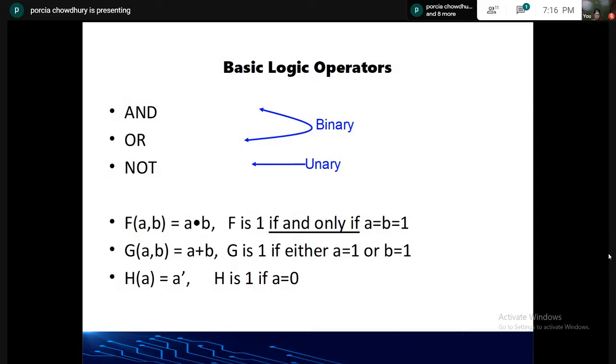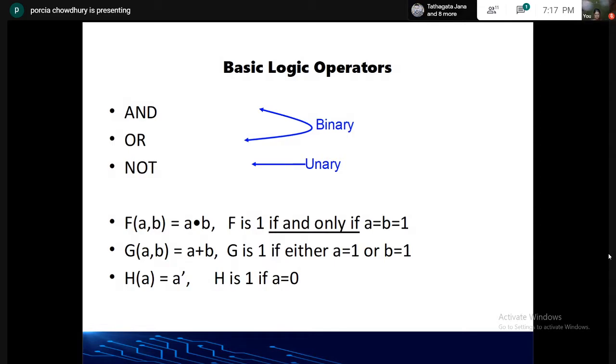And the third one is NOT gate. Previously, for AND and OR gate we have two inputs, A and B. But for NOT gate we have one input, one output, and it is said to be complement. If we refer to the input as A, the output we will refer to as complement of A. Sometimes we refer to it as A bar. So if the input A is equal to 0, we will receive the output as 1, and if the input A is equal to 1, we will receive the output as 0, the complement function.